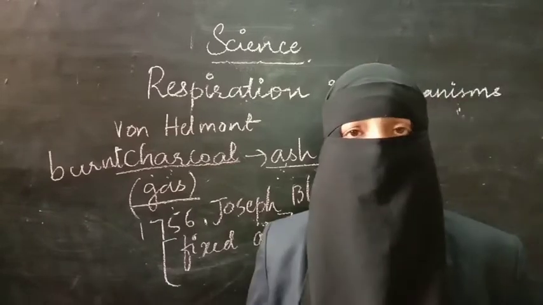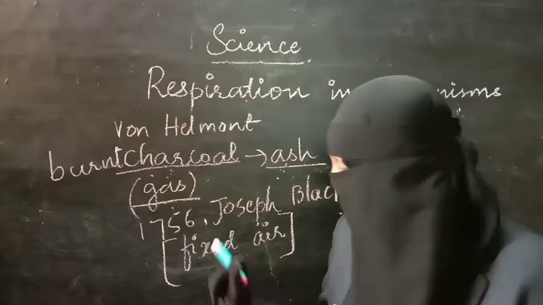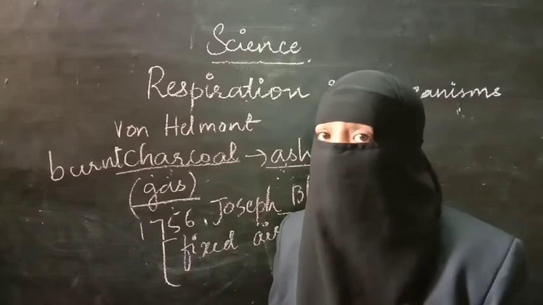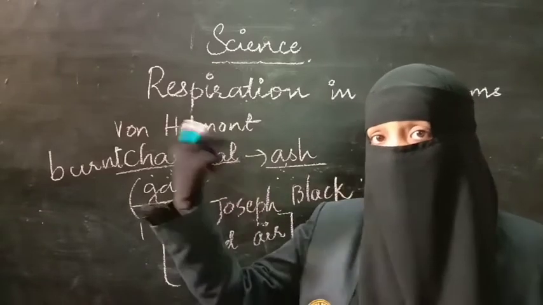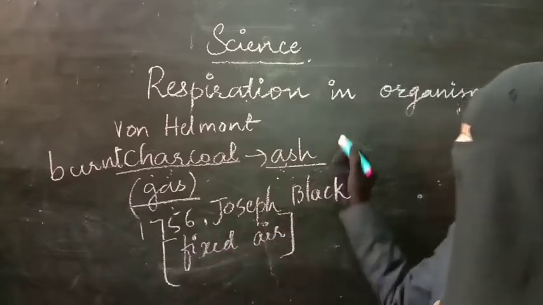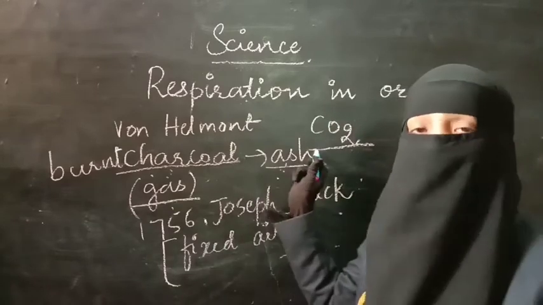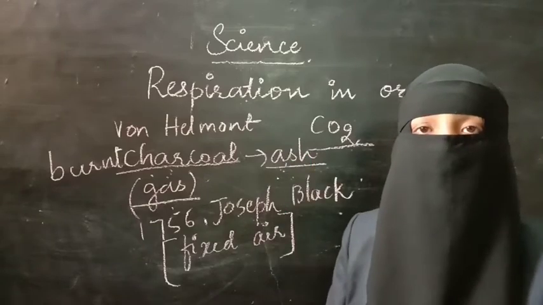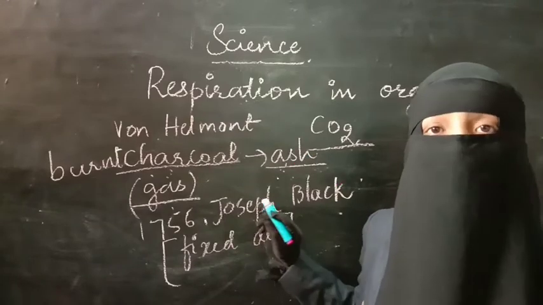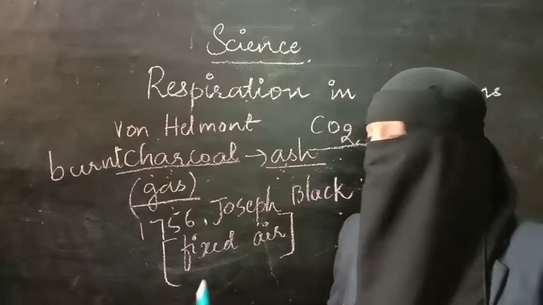And he studied several properties of this fixed air. One of the properties of that fixed air is that it turns lime water milky. So you know that when one gas reacts with lime water, it changes it into milky. Which gas is that? It is carbon dioxide. So we know that carbon dioxide turns lime water milky. That means Von Helmont and Joseph Black discovered which gas? Carbon dioxide. So carbon dioxide was discovered by Joseph Black.